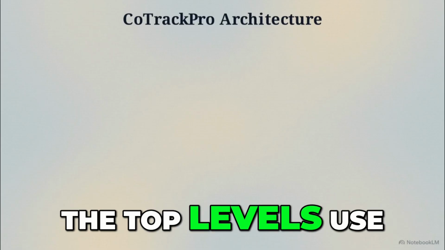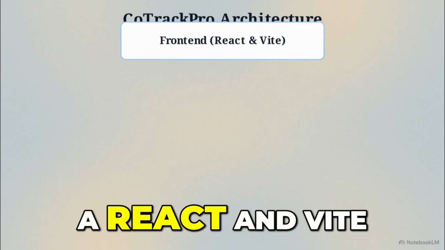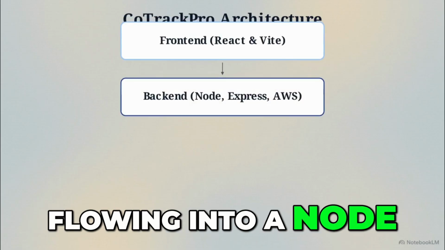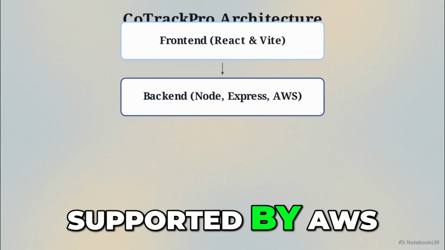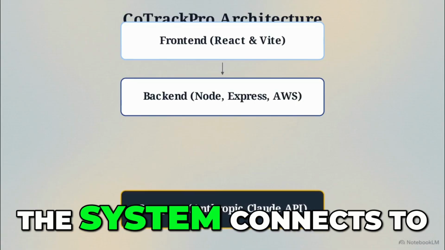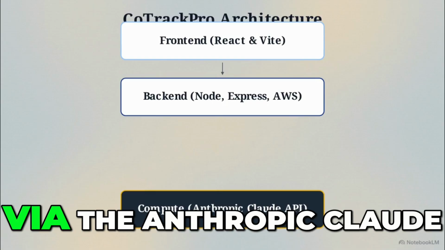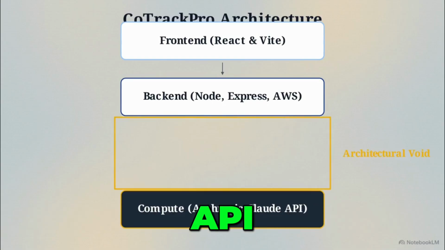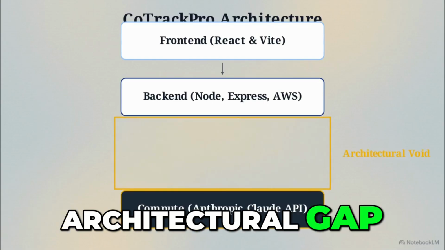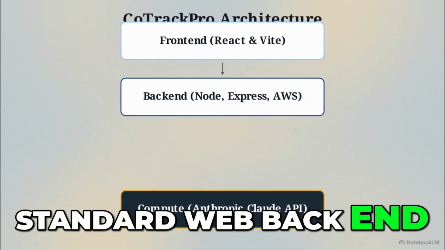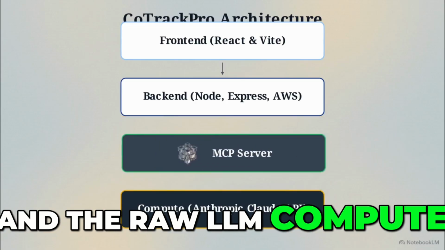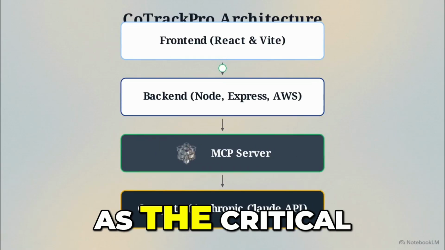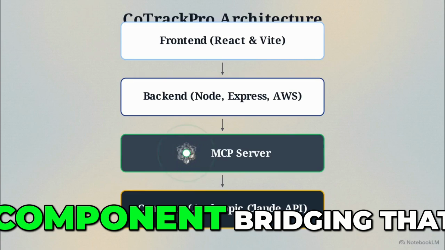The top levels use a standard stack, a React and Vite frontend flowing into a Node and Express backend supported by AWS. At the base, the system connects to the raw compute layer via the Anthropic Claude API. There is a specific architectural gap between that standard web backend and the raw LLM compute. An MCP server acts as the critical intermediary component, bridging that gap.